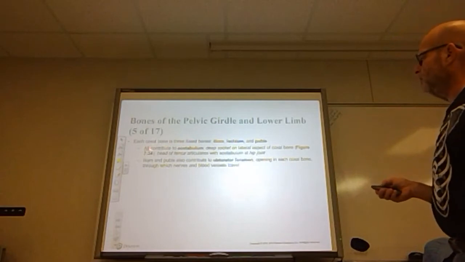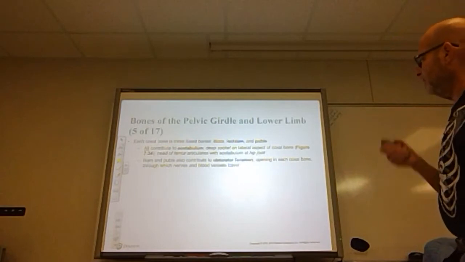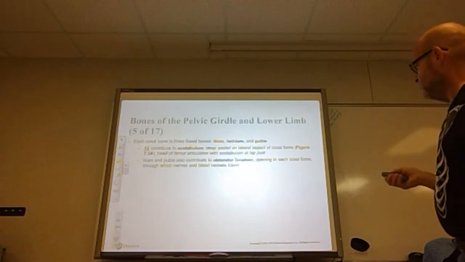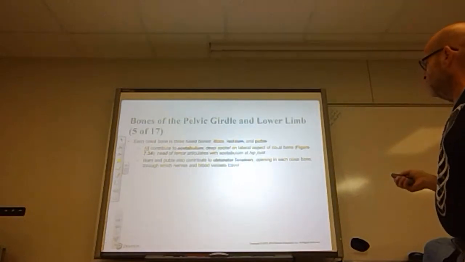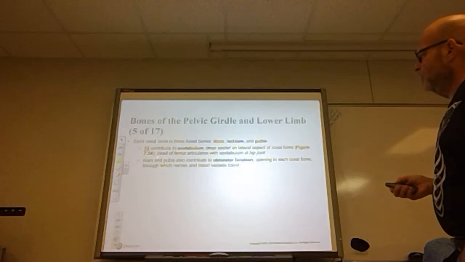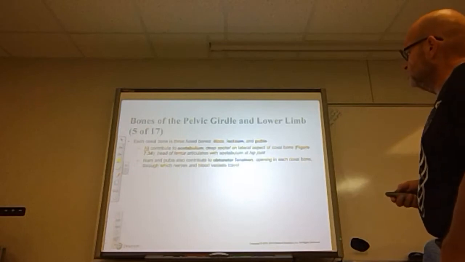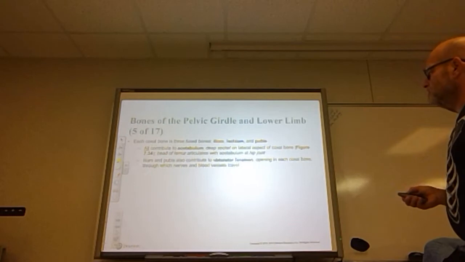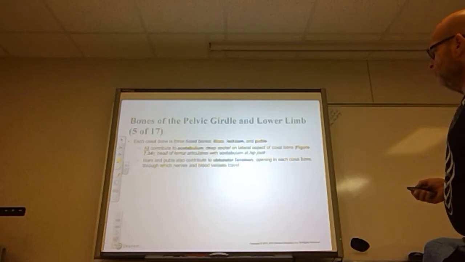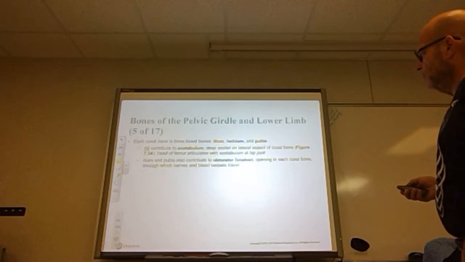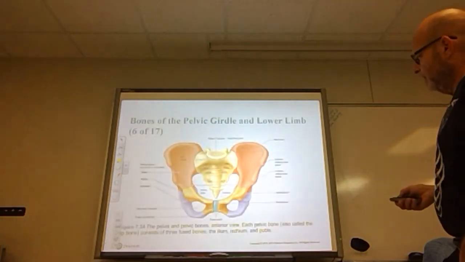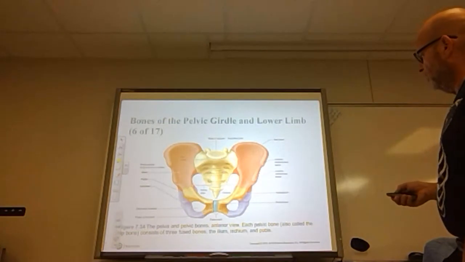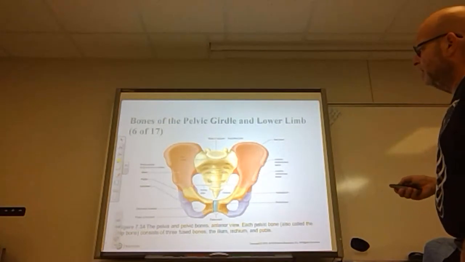They all come together to form a structure called the acetabulum, which is a deep socket on the lateral aspect of the coxal bone, which is where the head of the femur articulates to form the hip joint. The ilium and the pubis also contribute to the obturator foramen, which is the opening in each coxal bone through which nerves and blood vessels travel. There's the obturator foramen there. Again, the pelvic opening there, the pelvic inlet.